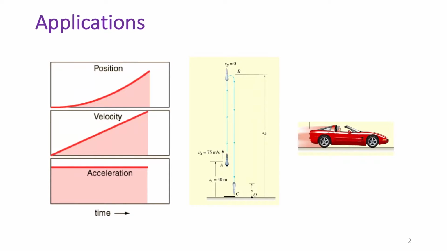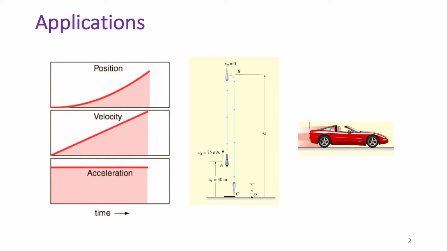So for example, if we look here, if the position is given as a second order function, then its derivative with time is going to give us the velocity, which is a linear equation, and the derivative of the velocity with respect to time is going to be a constant. So this is why the acceleration is constant with respect to time.